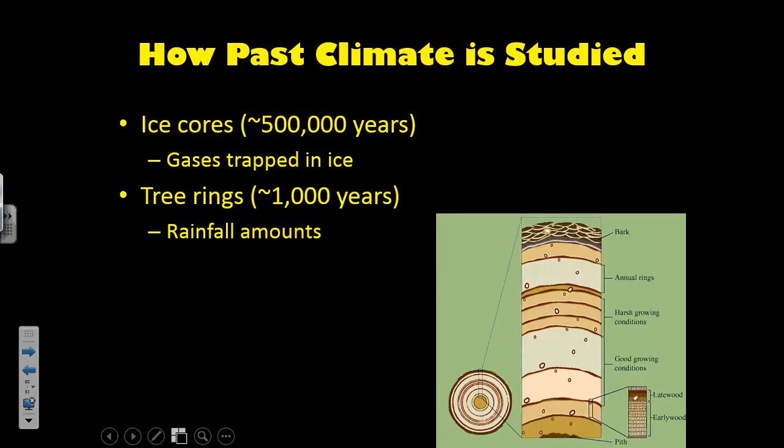Tree rings are good. The thickness of these tree rings tell us about the growth that year, and a lot of it is linked to the amount of moisture. Trees aren't very old, but we can still start to build past climate data, specifically rainfall amounts from tree rings.